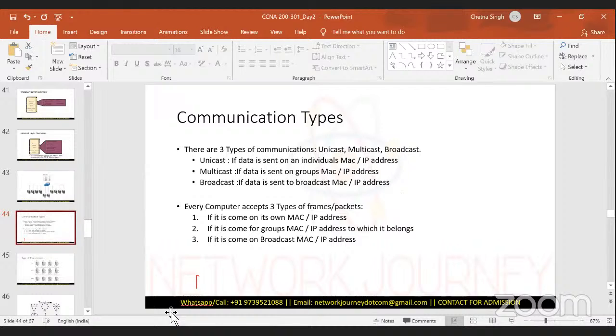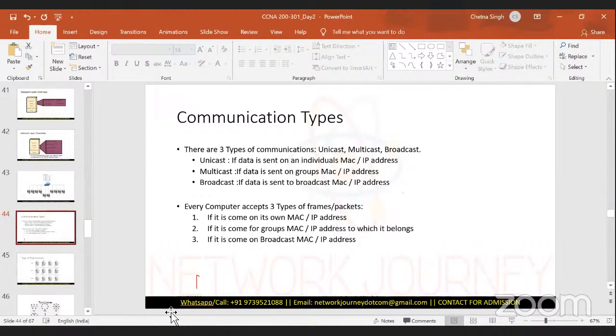So today we are going to understand the different types of communication. There are 3 types of communication broadly: unicast, multicast, and broadcast. Unicast means if I have to send data to an individual PC or an individual MAC. When I'm talking one-on-one, we have a unicast communication.